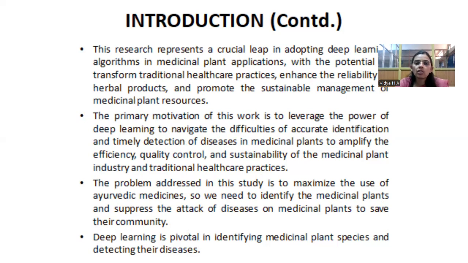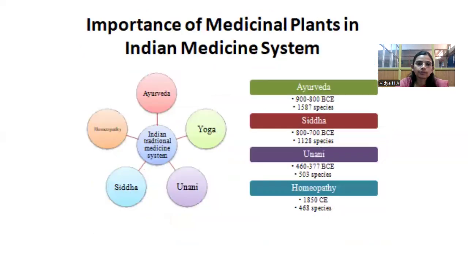And the primary motivation of this work is to leverage the power of deep learning to navigate the difficulties of accurate identification and timely disease detection in medicinal plants to amplify the efficiency, quality control, and sustainability of the medicinal plant industry and traditional healthcare practices. And the problem addressed in this study is mainly to maximize the use of Ayurvedic medicine. So we need to identify the medicinal plant and suppress the attack of diseases on the medicinal plants and to save their community. On the whole, deep learning is pivotal in identifying medicinal plant species and detecting their diseases.